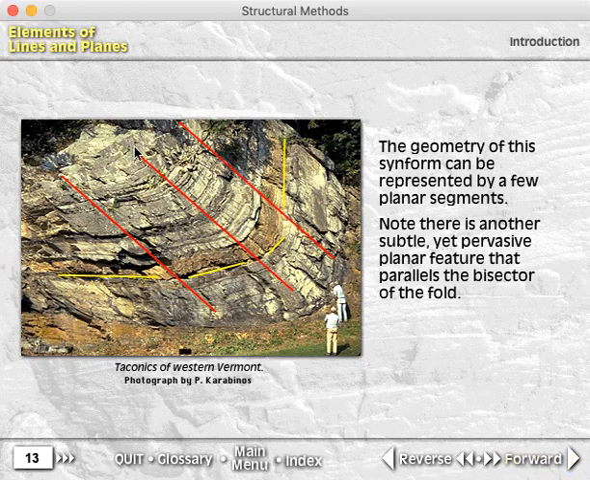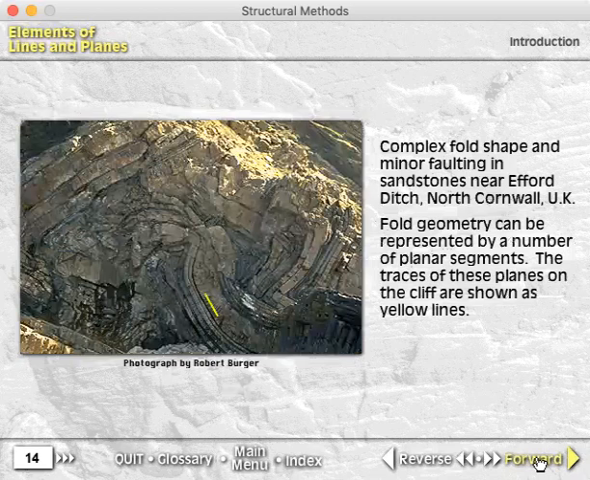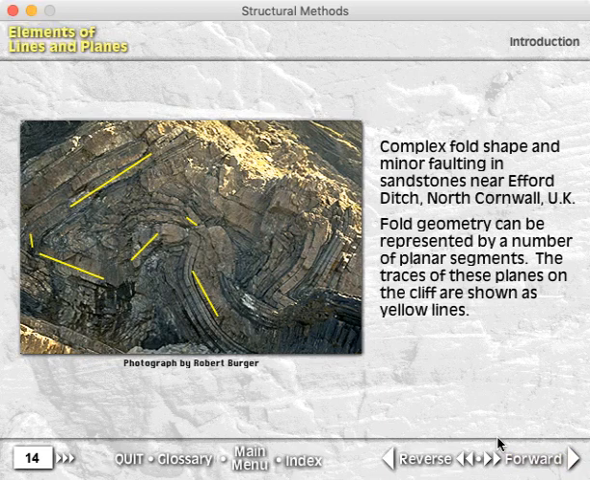The bisector of a fold is just a center line that cuts the fold in half. The parallel lines on both sides, these are, again, lines that we can take measurements of and report back on describing this fold. Complex fold shape and minor faulting in sandstones near Efford Ditch, North Cornwall, UK. Fold geometry can be represented by a number of planar segments. The traces of these planes on the cliff are shown as yellow lines.